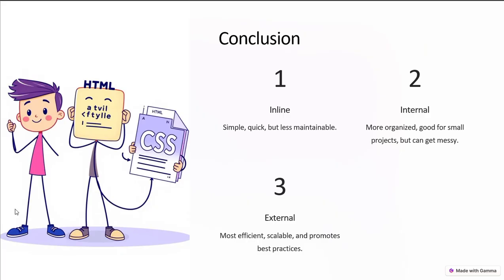Now in conclusion, inline, internal, and external. Inline is quick, simple, and easy, but it is less maintainable. Internal is more organized, but it makes our code messier and longer. And external CSS is most efficient, scalable, and promotes best practices because it works for both small and larger codes. So we can use external CSS. Most programmers prefer external CSS because it makes a separate file for CSS.